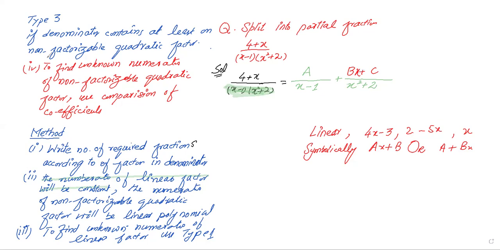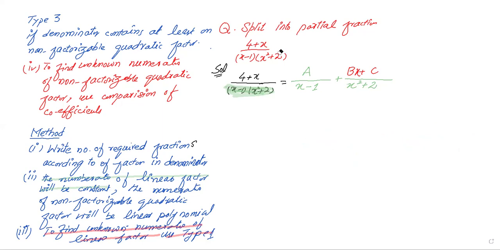The third step: what's the third step? I just read the statement. To find the unknown numerator of the linear factor, use the type 1 method. What's the meaning of this one? First of all, I have to observe that you have two fractions. The first fraction has the linear denominator, and the second fraction has the non-factorizable denominator. So first you have to calculate this one. What's the value of A?